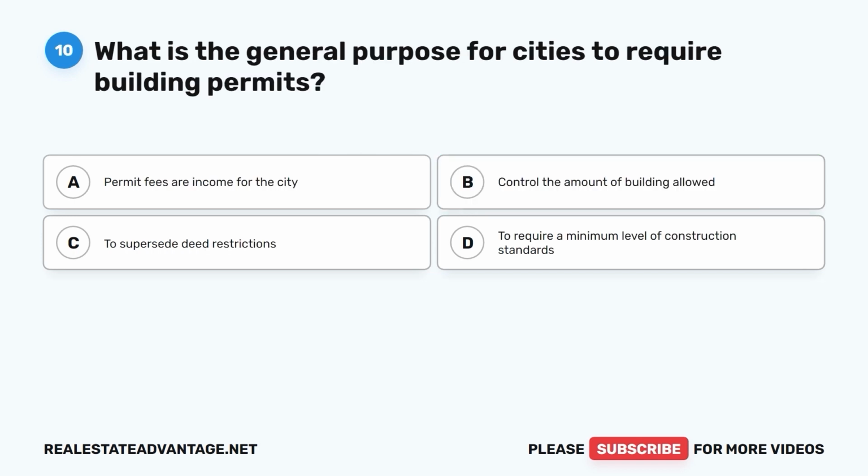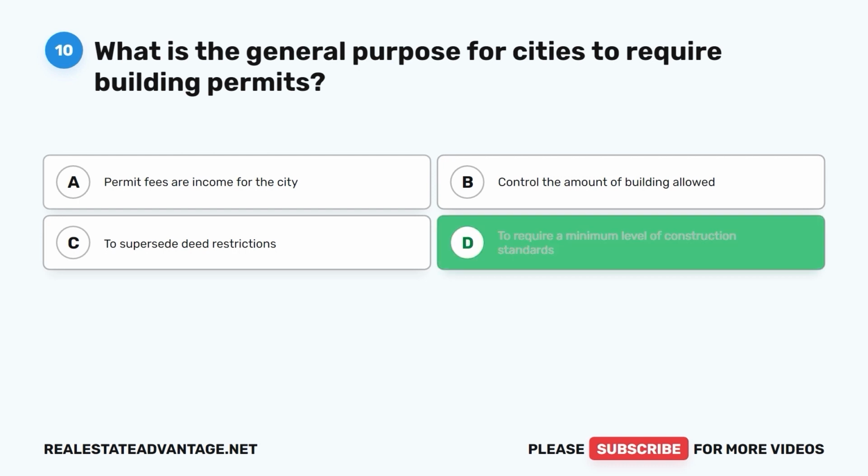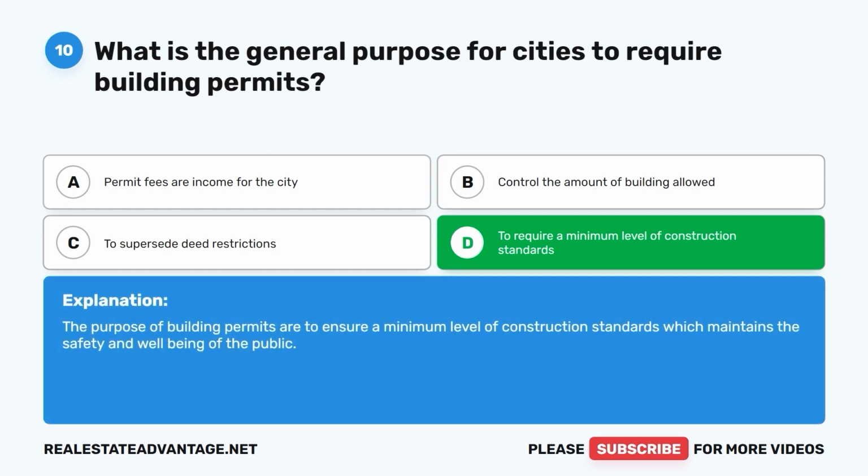Question 10. What is the general purpose for cities to require building permits? A. Permit fees or income for the city. B. Control the amount of building allowed. C. To supersede deed restrictions. D. To require a minimum level of construction standards. The correct answer is D. To require a minimum level of construction standards. The purpose of building permits is to ensure a minimum level of construction standards, which maintains the safety and well-being of the public.